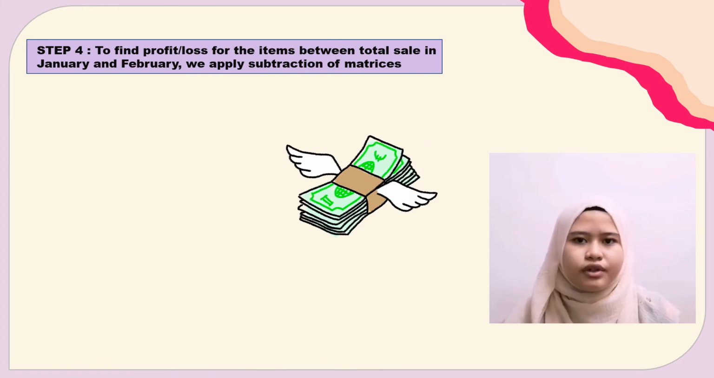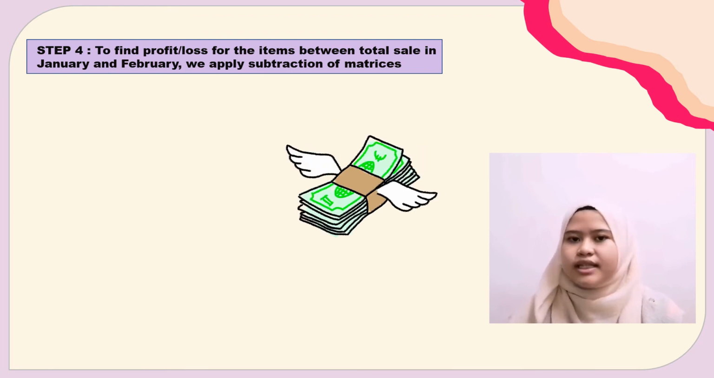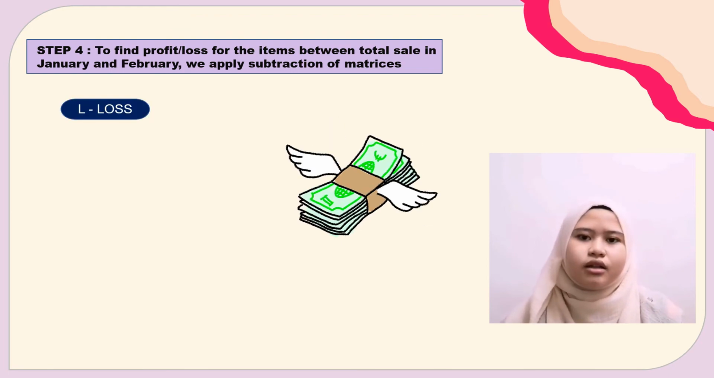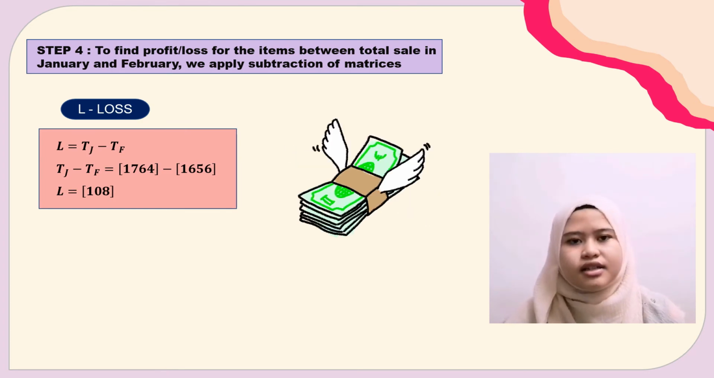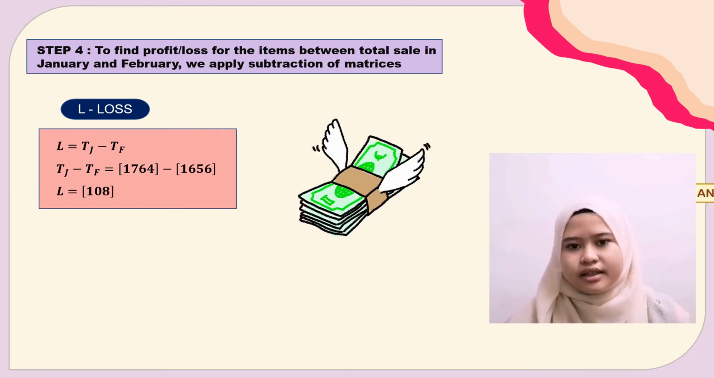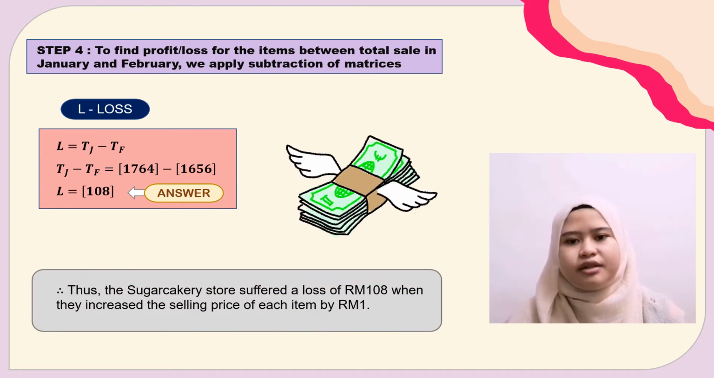We need to find profit or loss for the items between total sale in January and February. So we apply the subtraction of matrices. We subtract total sale in February from the total sale in January. As you can see here, we use L to represent loss and L is equal to matrix TJ minus matrix TF. And this resulted us to get 108. Thus, the sugar bakery store suffered a loss of 108 ringgit Malaysia when they increased the selling prices of each item by 1 ringgit Malaysia.